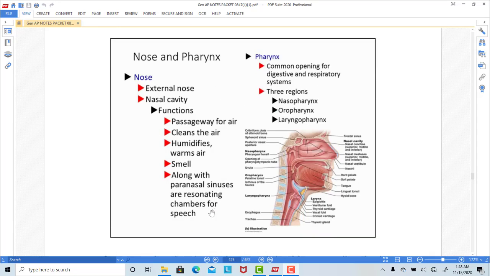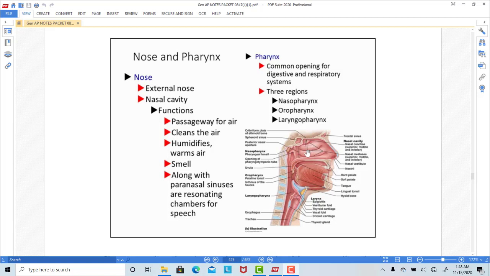So when we look at the important structures of the upper respiratory tract, a very important structure is the nose. The function of the nose is to bring air in, so it's a passageway for air. It cleans the air because of mucus and cilia that lines our nasal cavity, so that prevents airborne particles from going further into the respiratory system because the particles stick to the mucus, and the cilia sweeps that mucus with the trapped particles toward the back of the throat to be swallowed and sent to the digestive tract.